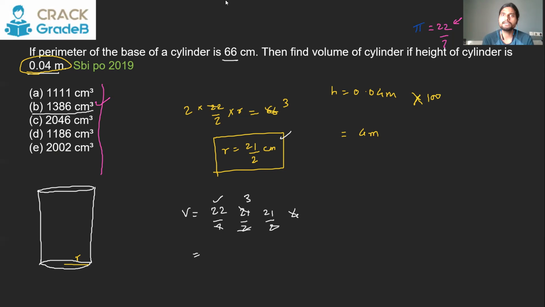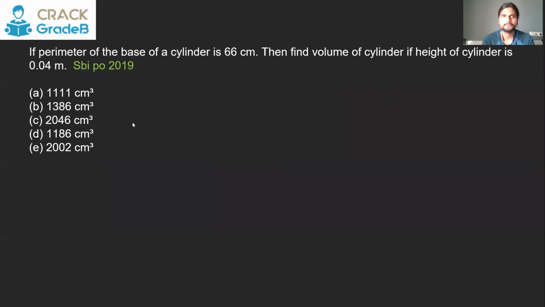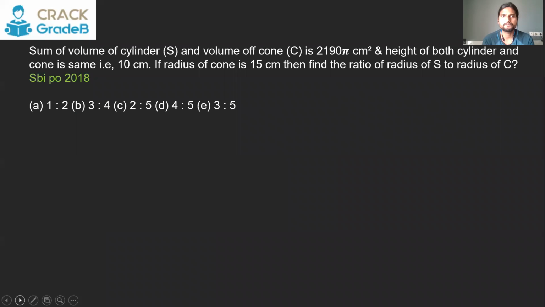So this is how the questions are asked in these banking exams, based strictly on formulas. Let's see 1 or 2 more questions. It says the sum of the volume of cylinder S and volume of cone C is 2190. Height of both cylinder and cone is the same, that is 10. If the radius of the cone is 15, find the ratio of the radius of the cylinder to the radius of the cone.